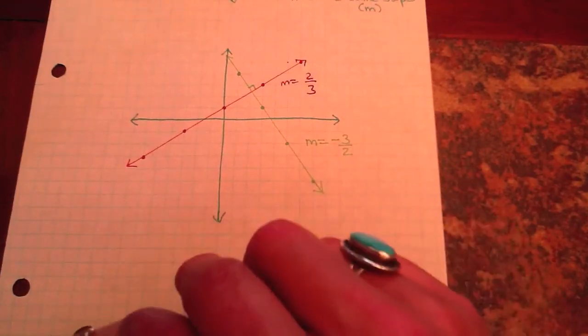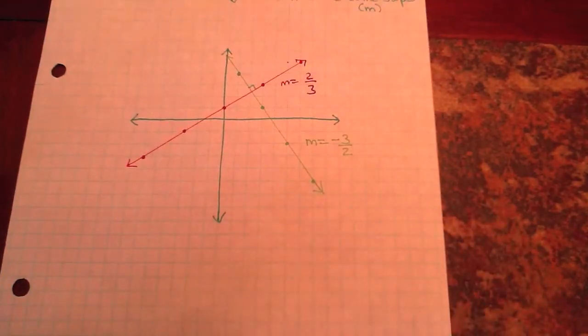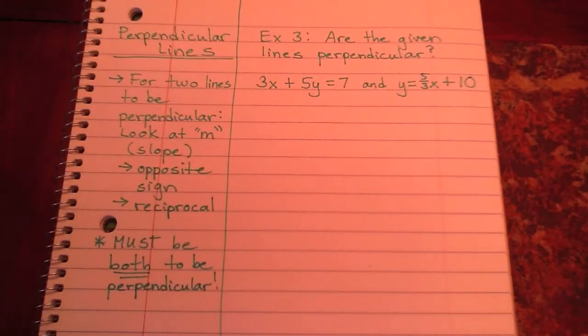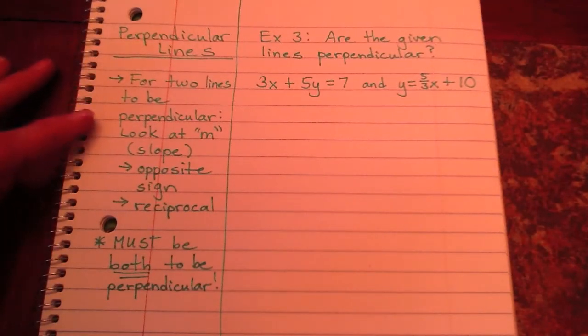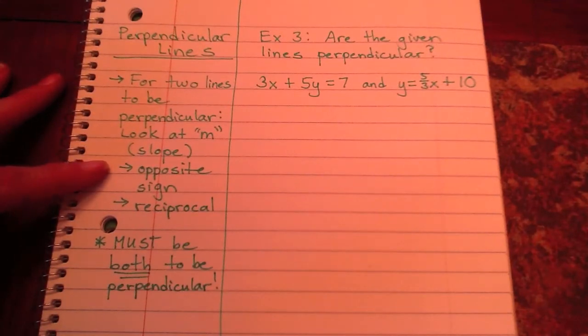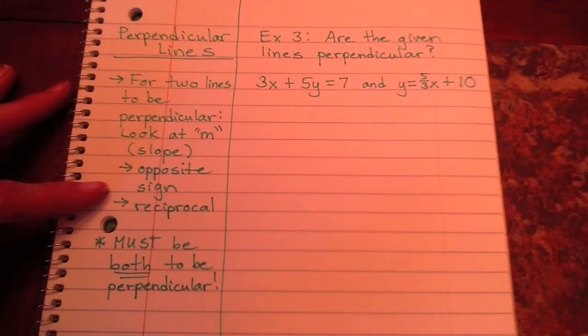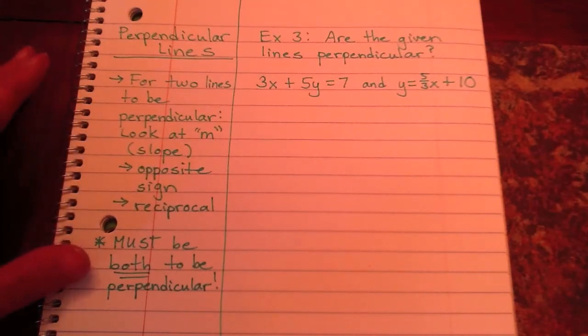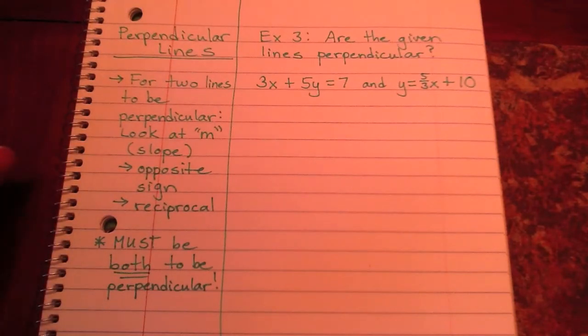So now we're going to go into perpendicular lines. Write this down. Once you're done writing it down, hit play and we'll go through the example. It's exactly what I just talked about. For two lines to be perpendicular, you're going to look at your m, your slope. You need to have the opposite sign between the two and the reciprocal of each other. It must be both to be perpendicular, not one or the other.